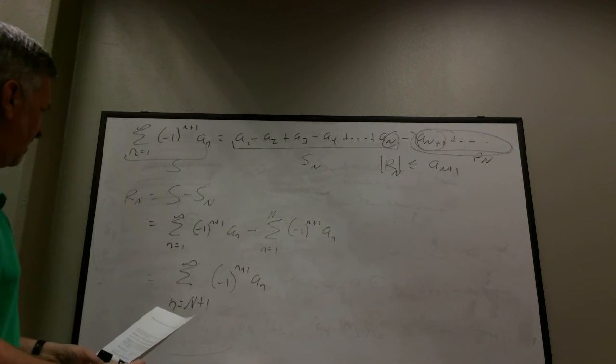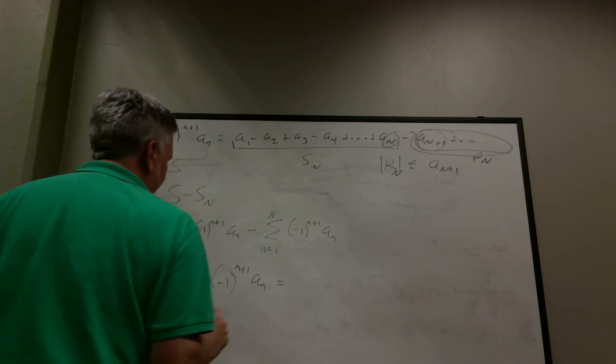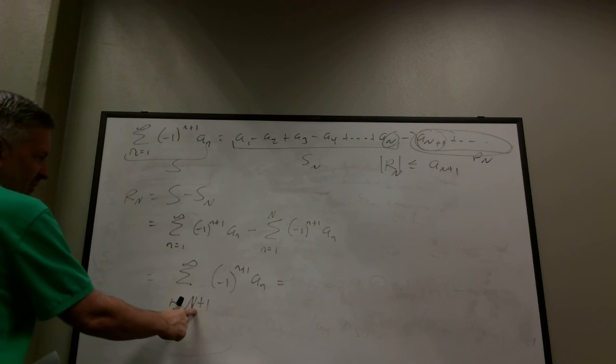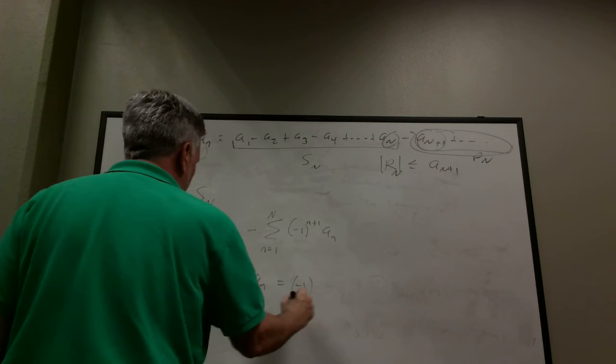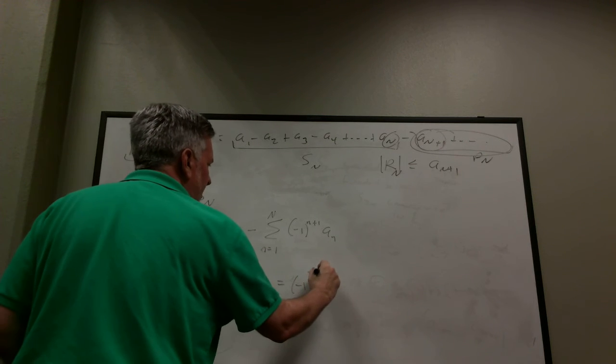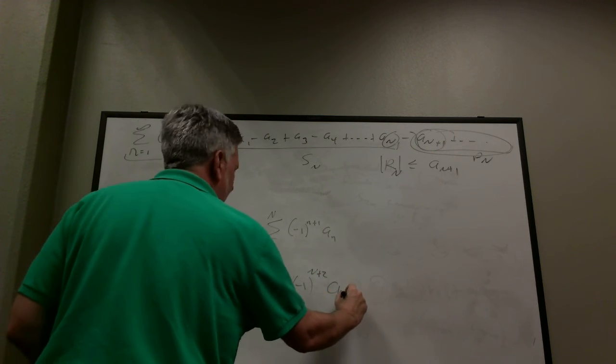And then we start expanding here. So if little n is capital N plus 1, notice you get (-1) to the capital N plus 2, a_(N+1).